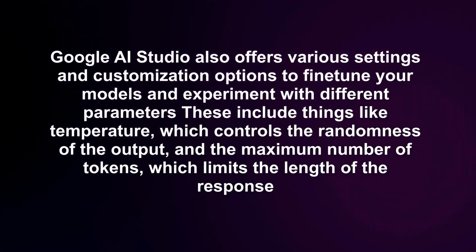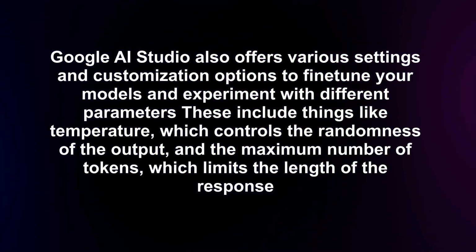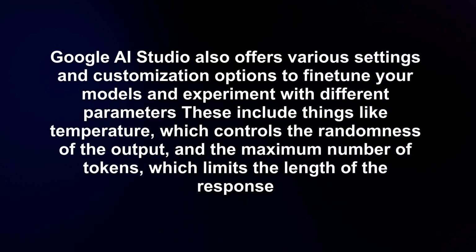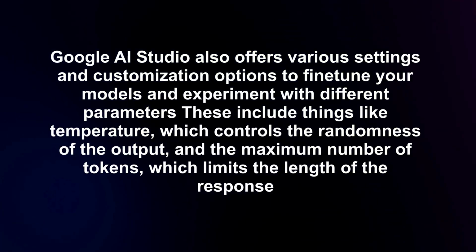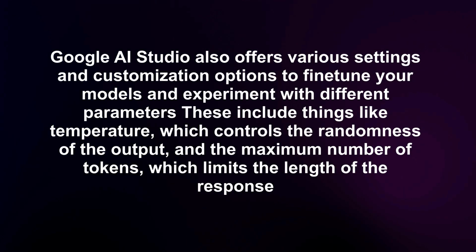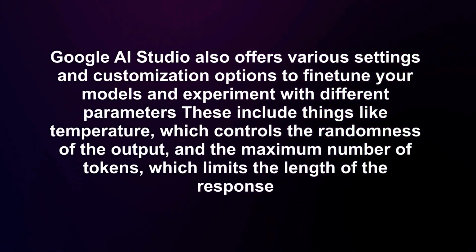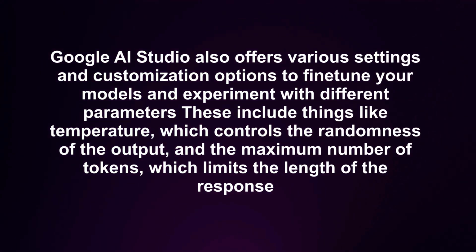Google AI Studio also offers various settings and customization options to fine-tune your models and experiment with different parameters. These include things like temperature, which controls the randomness of the output, and the maximum number of tokens, which limits the length of the response.